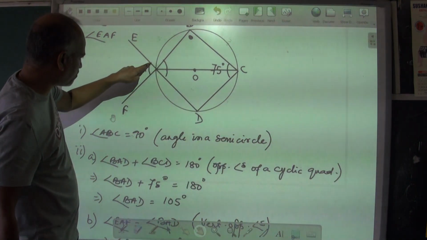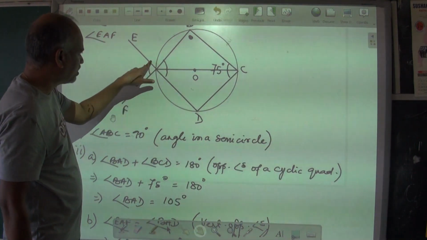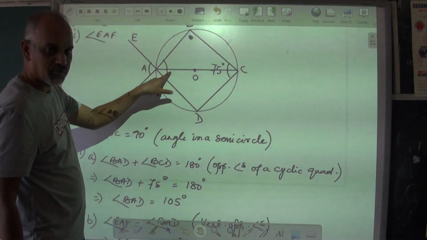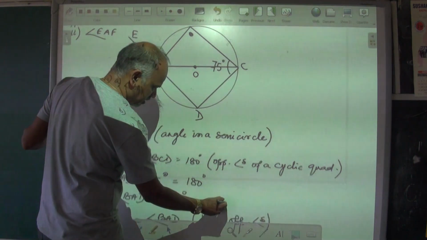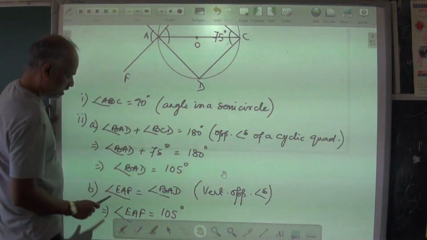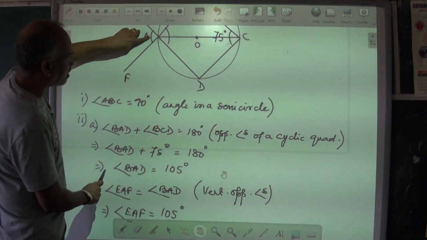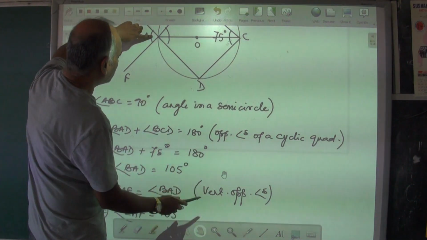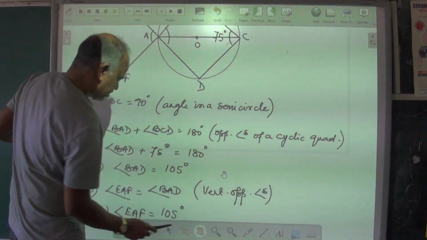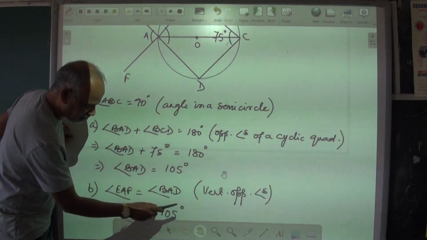But the actual question is to find this. Since you know this, you can find this because they are vertically opposite angles. So our next statement is angle EAF is what you have to find, is equal to angle BAD. Reason: vertically opposite angles. So EAF is equal to BAD is 105 degrees.